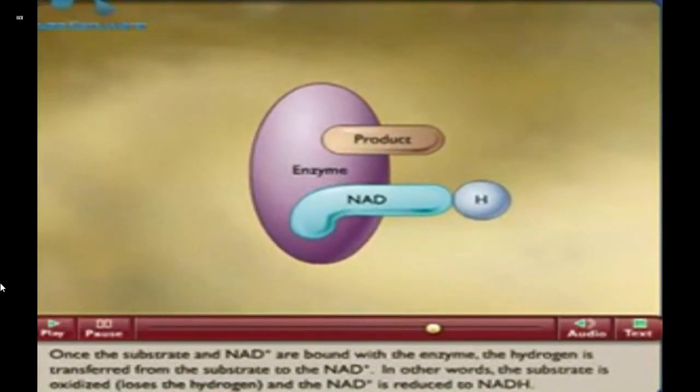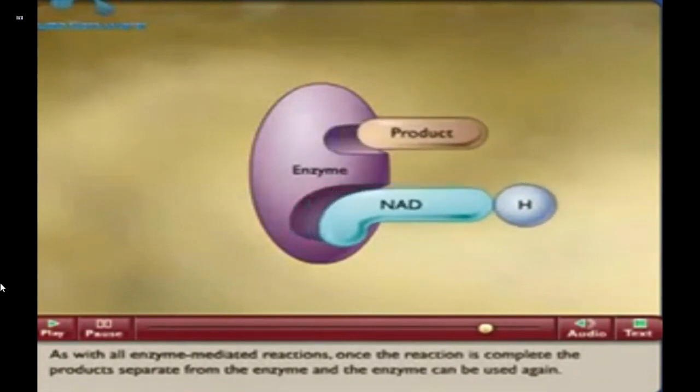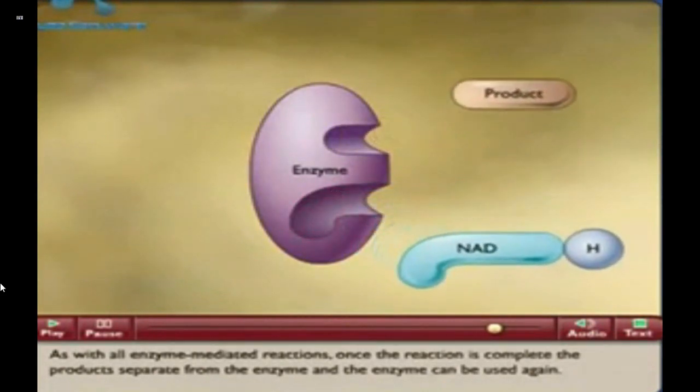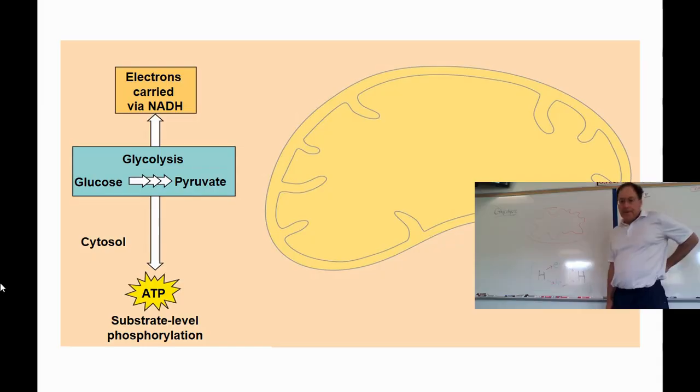In other words, the substrate is oxidized, loses the hydrogen, and the NAD+ is reduced to NADH. As with all enzyme-mediated reactions, once the reaction is complete, the products separate from the enzyme, and the enzyme can be used again. NADH, a high-energy electron carrier, diffuses away and is available to donate the hydrogen to other molecules.